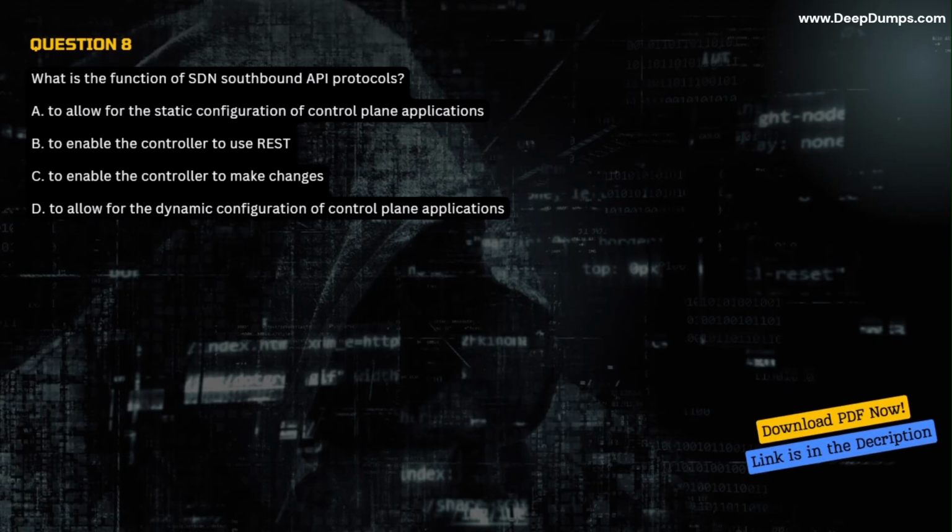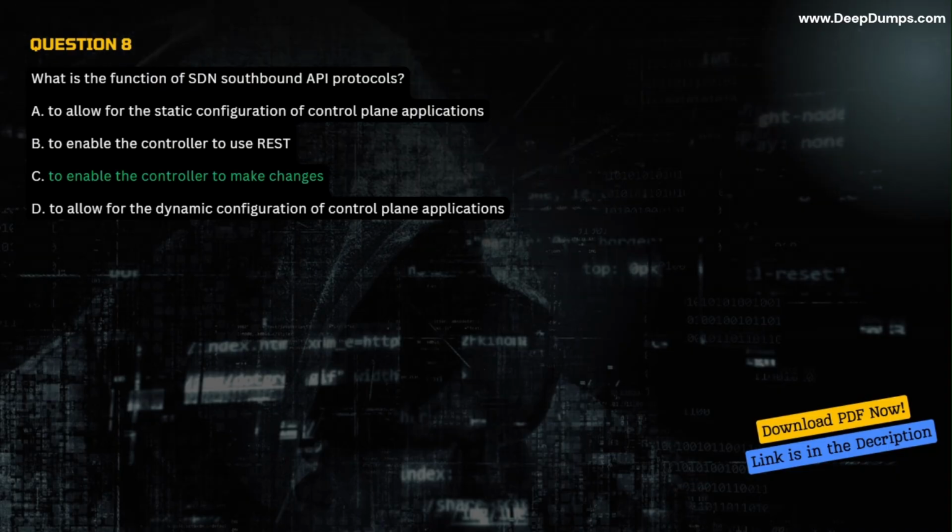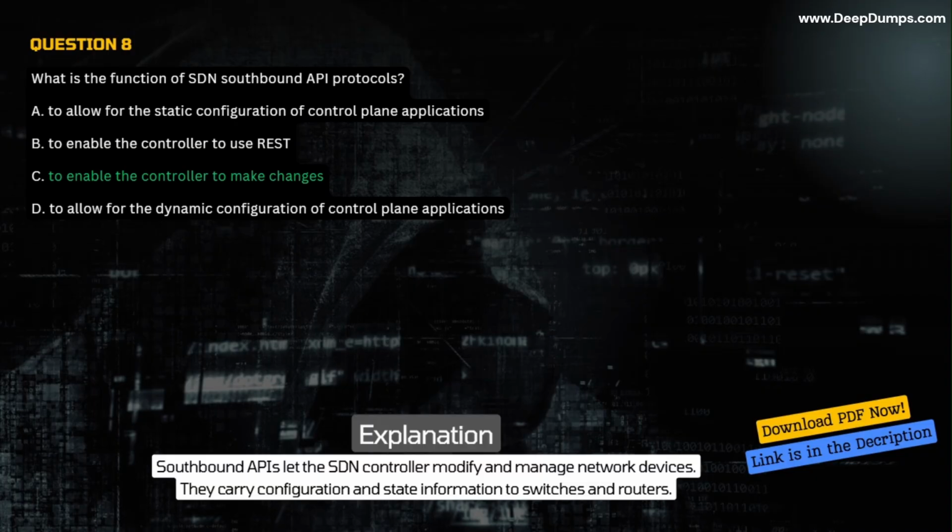Question 8. What is the function of SDN southbound API protocols? A. To allow for the static configuration of control plane applications. B. To enable the controller to use REST. C. To enable the controller to make changes. D. To allow for the dynamic configuration of control plane applications. Correct answer C. To enable the controller to make changes. Explanation. Southbound APIs let the SDN controller modify and manage network devices. They carry configuration and state information to switches and routers.